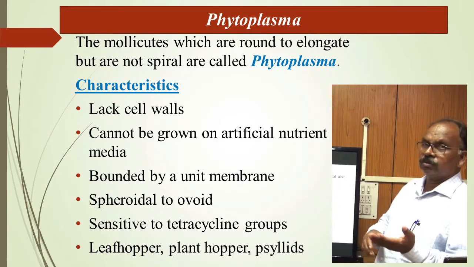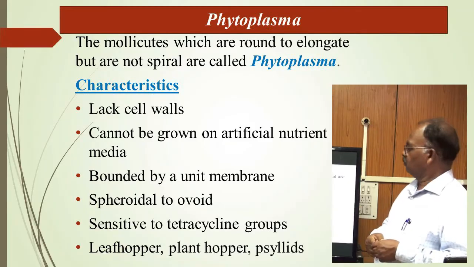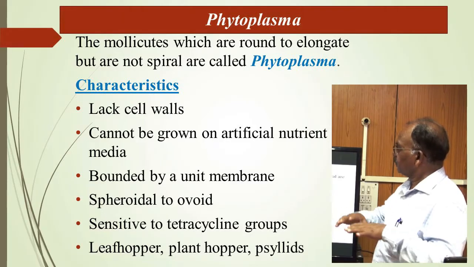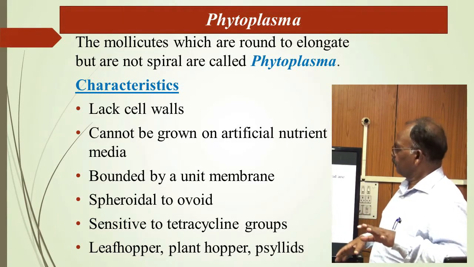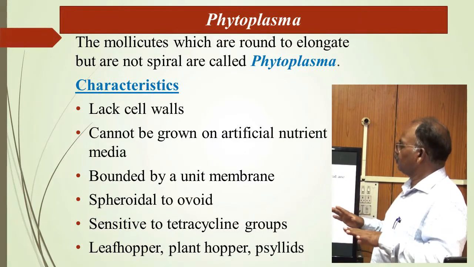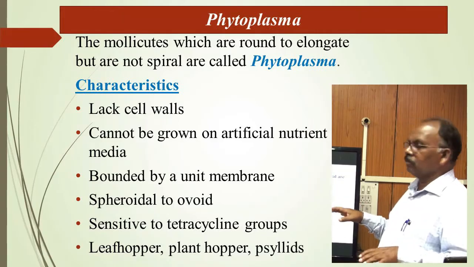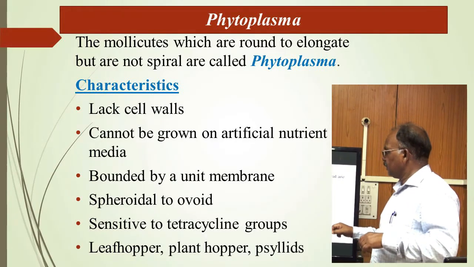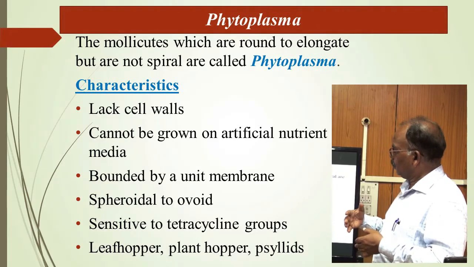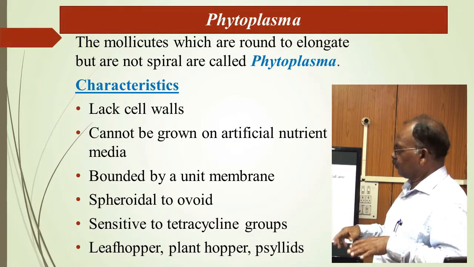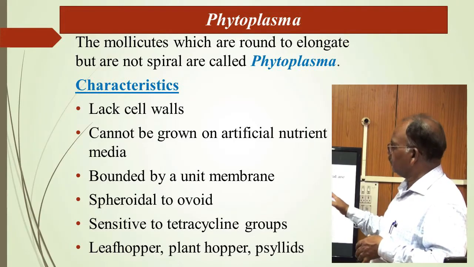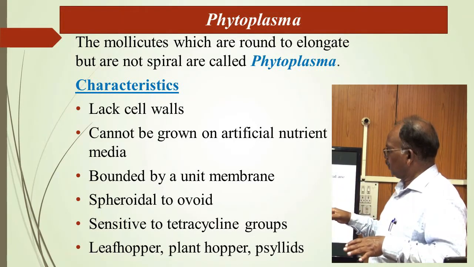Phytoplasma. The mollicutes which are round to elongate but not spiral are called phytoplasma. What are the characteristic features of phytoplasma? They have no cell wall, cannot be grown on artificial nutrient media, and are bounded by a unit membrane. They are spheroidal or ovoid. Spheroidal means approximately spherical in shape, and ovoid means having an egg shape.